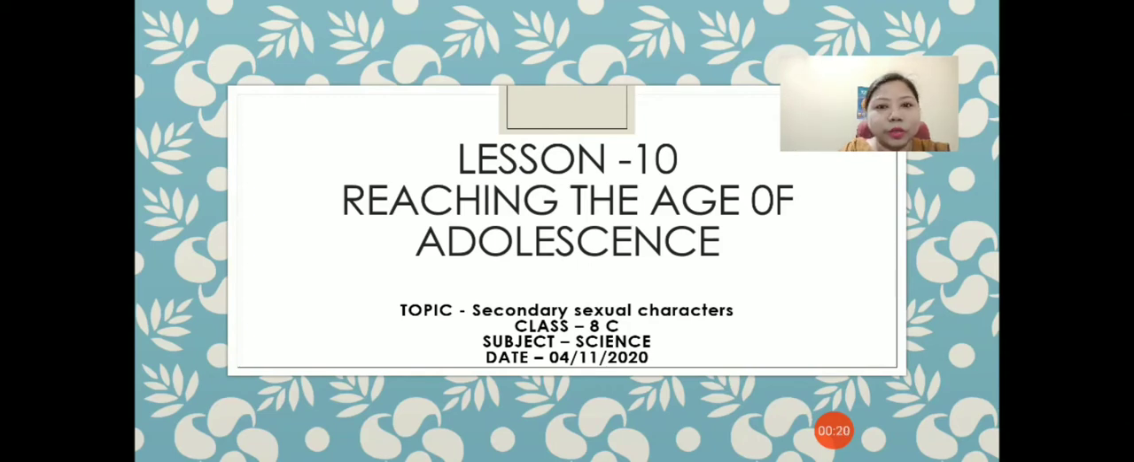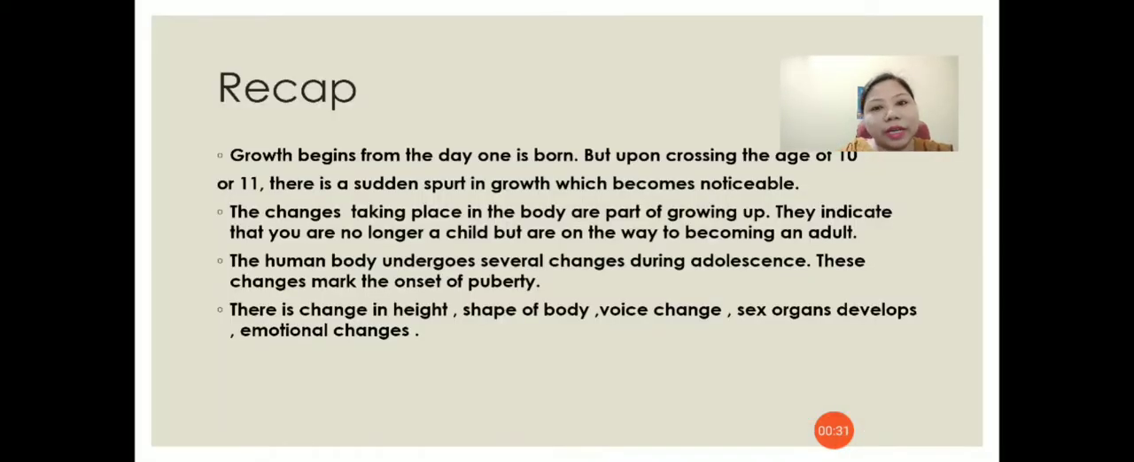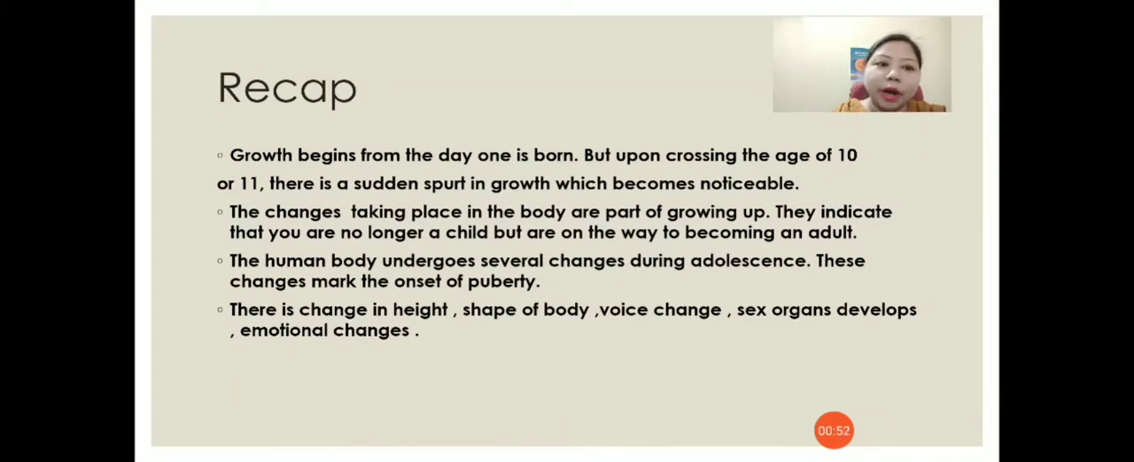So, today we are going to take up the topic secondary sexual characters from the chapter Reaching the Age of Adolescence. Now, let us recap what we have done in the previous class. In the previous class, we discussed that growth begins from the day one is born. But upon crossing the age of 10 or 11, there is a sudden spurt in growth which becomes noticeable. The changes taking place in the body are a part of growing up. They indicate that you are no longer a child but are on the way to becoming an adult.